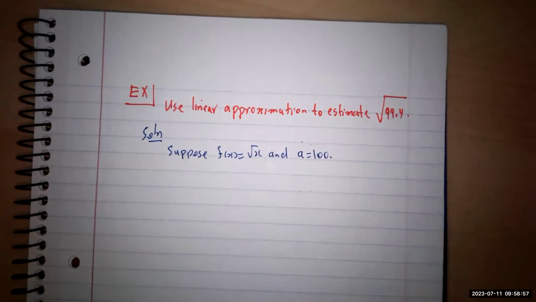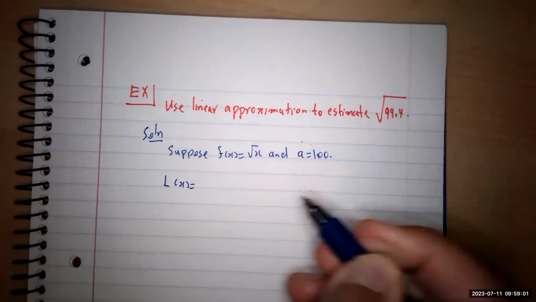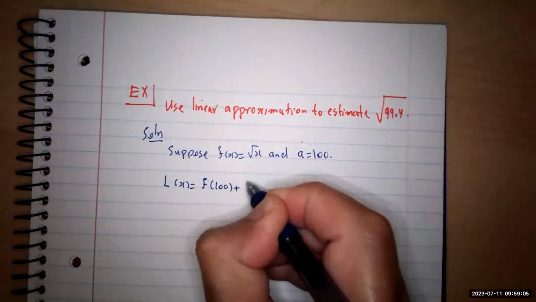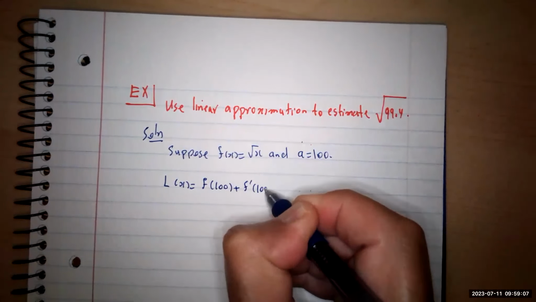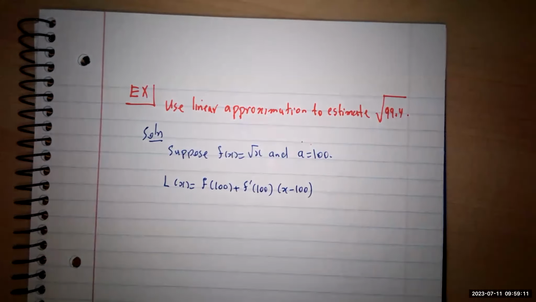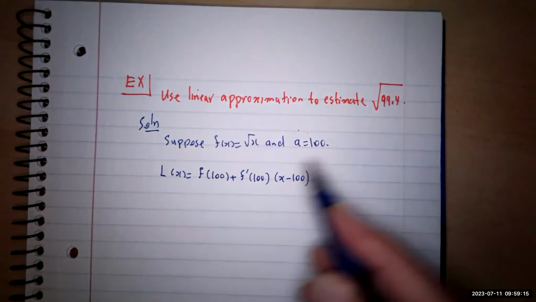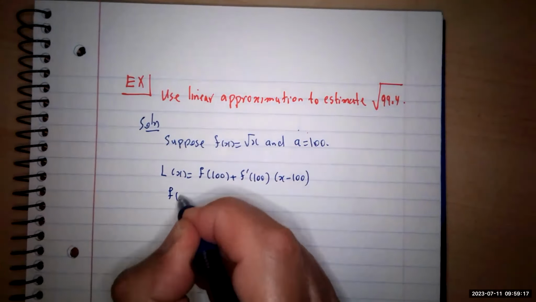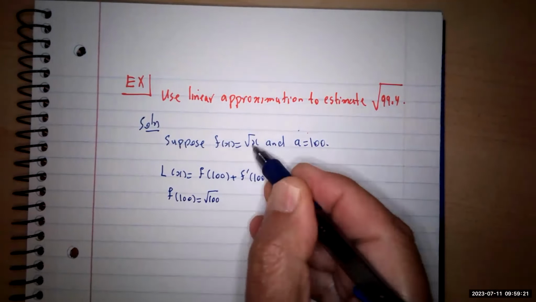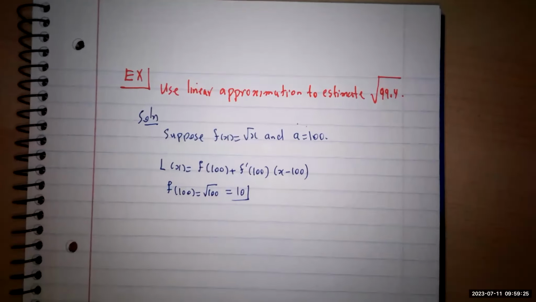So just do the job. L of x, the formula for this case, is going to be f of 100 plus f prime of 100 times x minus 100. That's the linearization at 100. So we need f of 100, your function. f of 100 is radical 100, so that gives you 10. You need f prime.